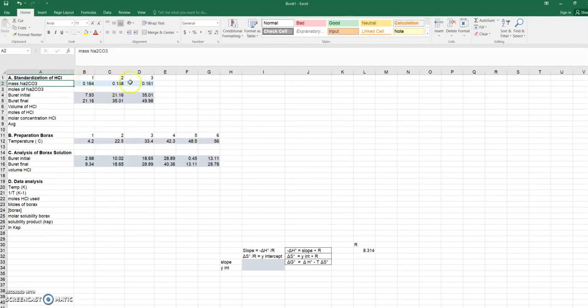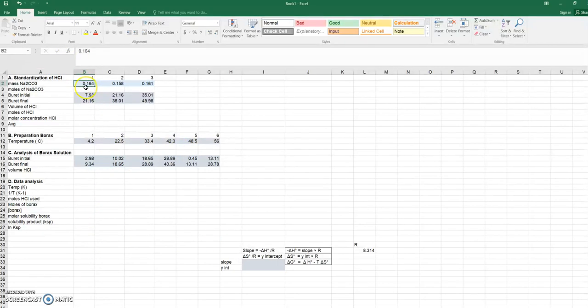So I have trial 1, 2, 3, and then you have your burette initial, final, initial, final, initial, final, and then the temperature of your baths, and also the burette readings for this one. So that will help you to set this up. So the first calculation that you can do is to calculate the moles of sodium carbonate. And again, all the colored boxes is just where you're going to need to input data, and the rest of it we can do with calculations.